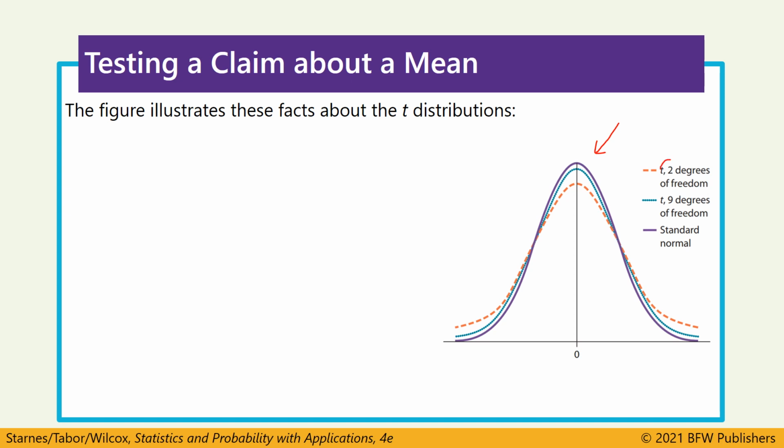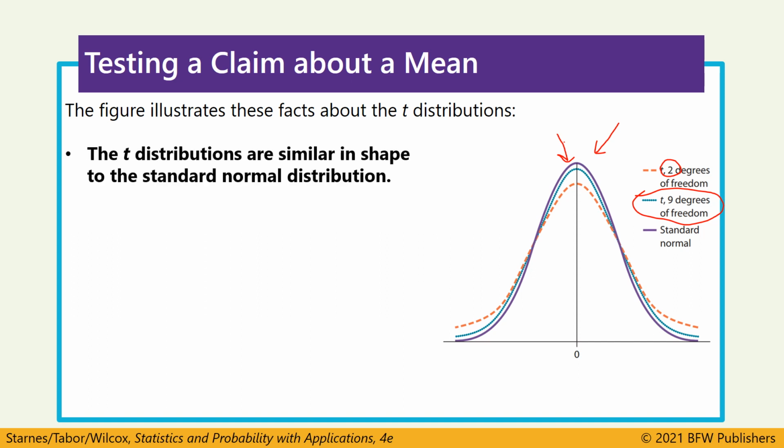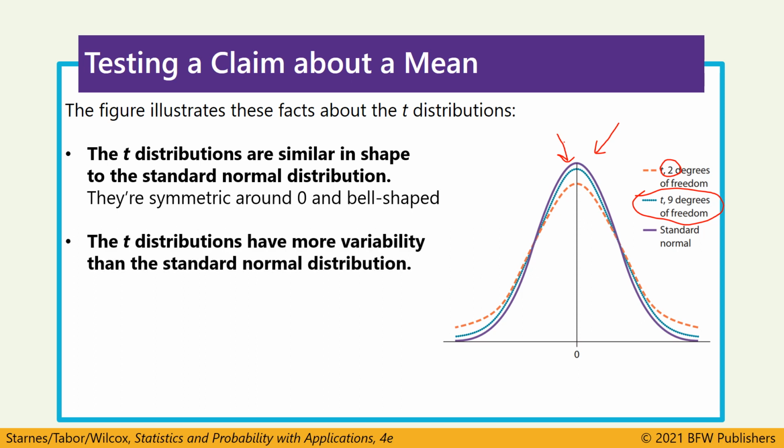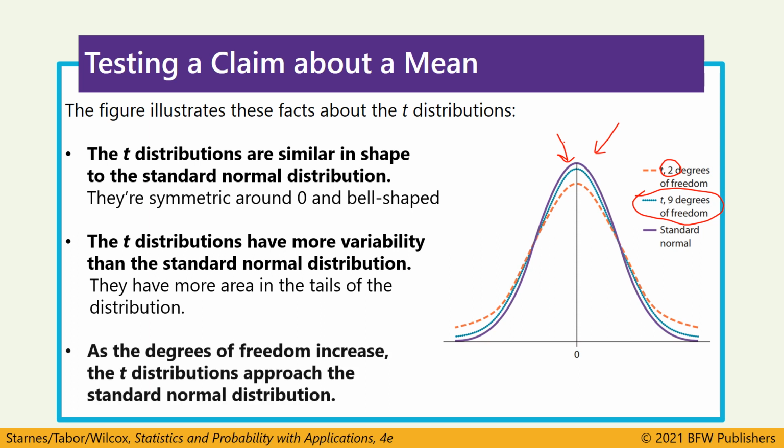The smaller the sample, here in red we have 2 degrees of freedom, meaning the sample size was n equals 3. And then right above that in our drawing, we can see that blue dotted line with 9 degrees of freedom. As the degrees of freedom increases, we get a distribution that looks more like the normal distribution, but they'll always be the same shape. They'll be bell-shaped and unimodal and centered around a mean of 0. And the t-distributions have more variability than the standard normal distribution, especially when the sample sizes are small.